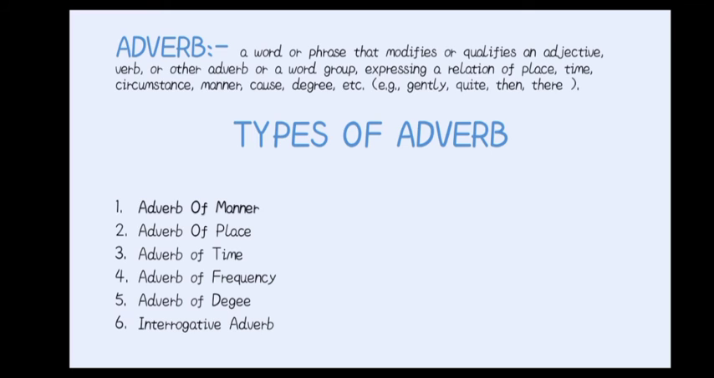Adverb of time is again the same thing, but it tells you the time. That means at what moment or at what time the action was being performed. Suppose I say, we will go to the park tomorrow. Now, at what time, at what day we will be going to the park, that comes under your adverb of time. The next, adverb of frequency.